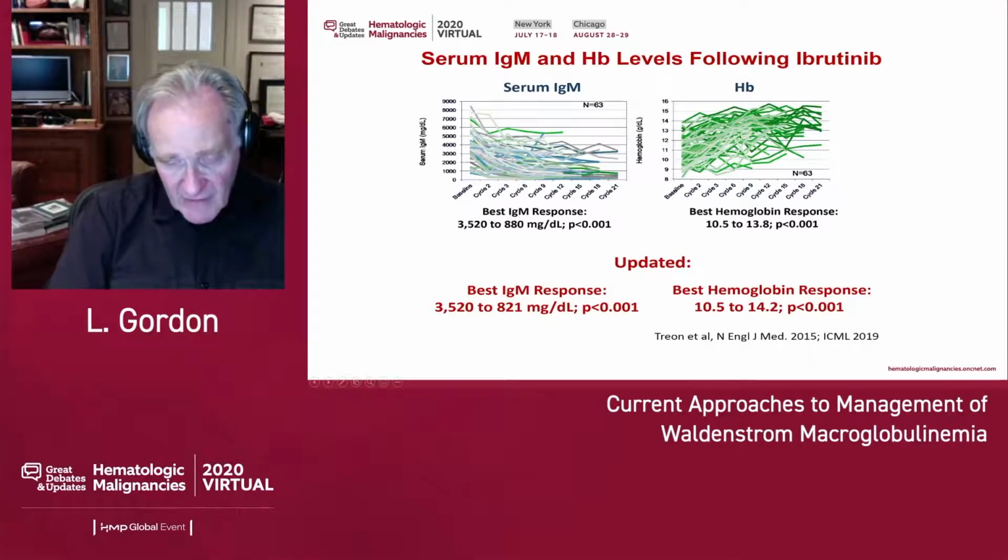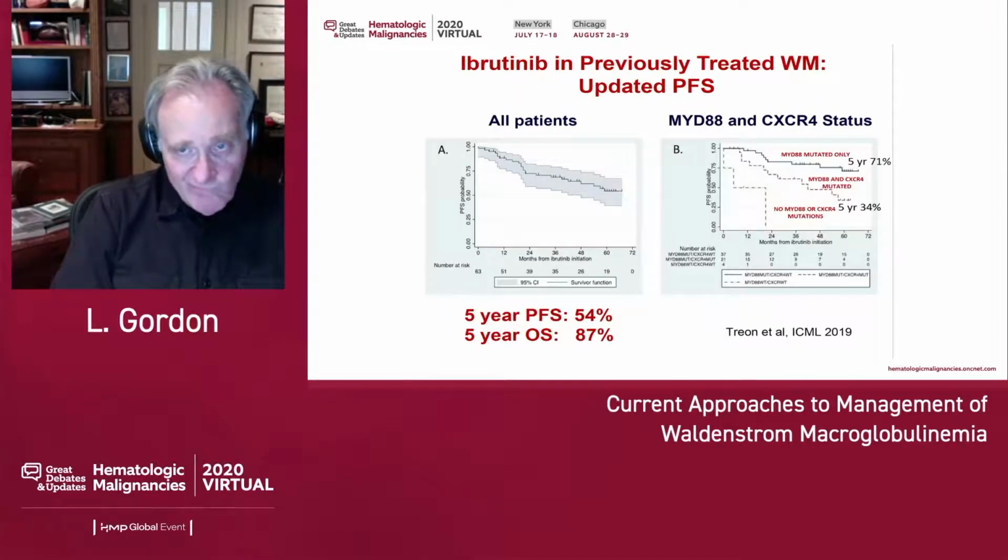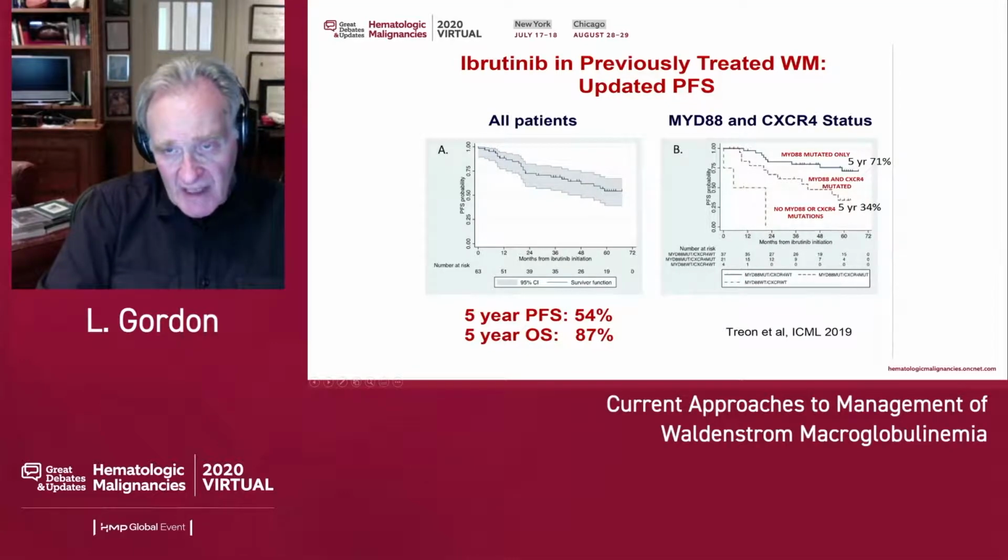These are the updated data from Lugano in 2019. If you look by MYD88 and CXCR4 status, if you look at the MYD88 mutated patients only, 5-year progression-free survival was 71%. Patients who had no mutation of either MYD88 or CXCR4, it was poor. And if you look at MYD88 and CXCR4 both mutated, it was 34%. So it looks like in this study, with Ibrutinib, the MYD88 mutated only patients did the best.